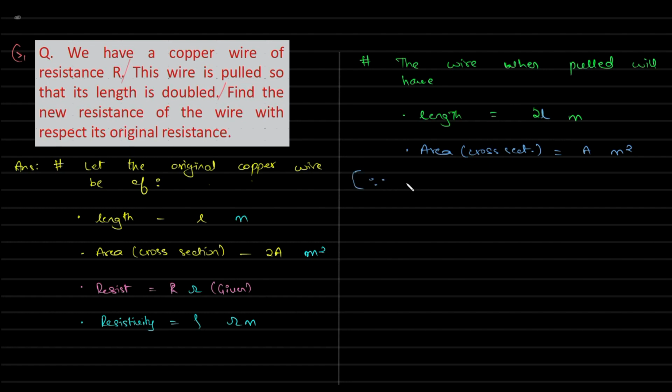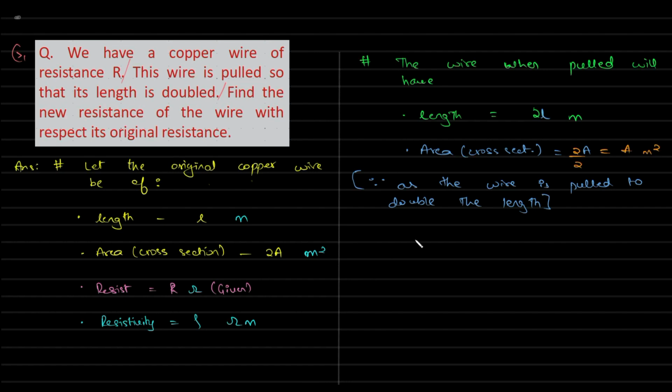Reason: as the wire is pulled to double the length. You don't need to give more explanation. This is good enough. That's why I took 2A, because 2A divided by 2 is basically A meter square.